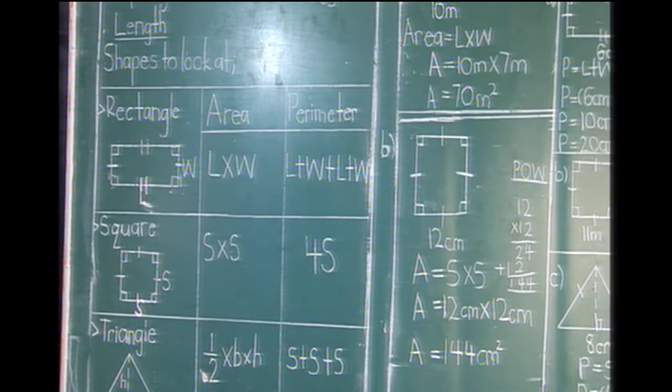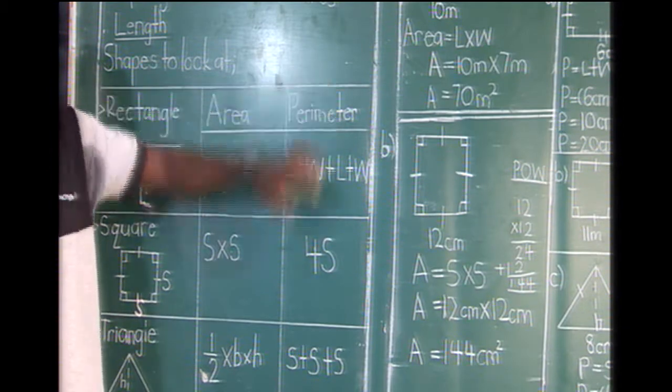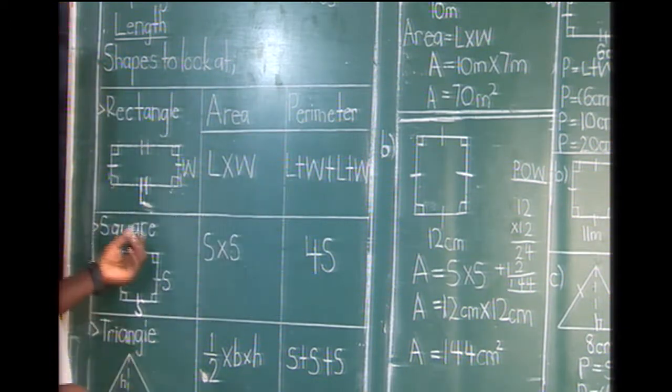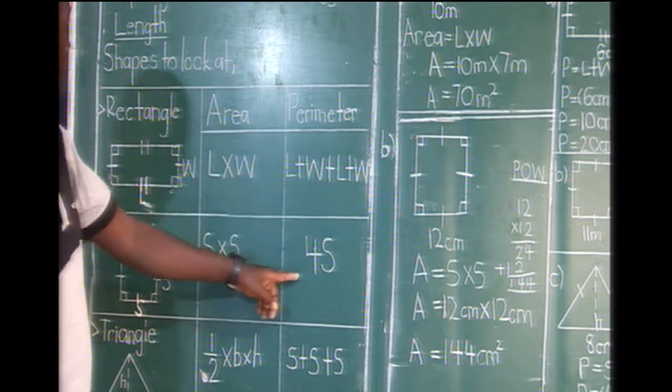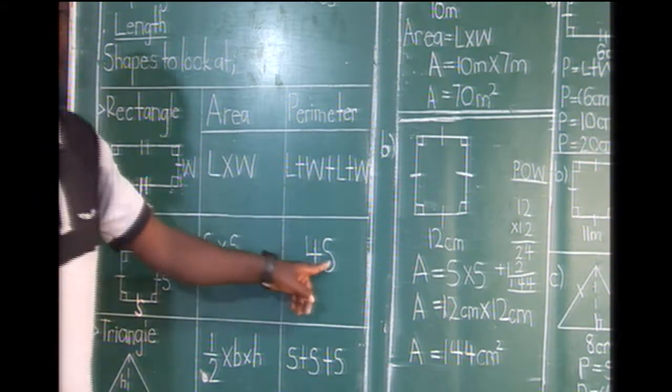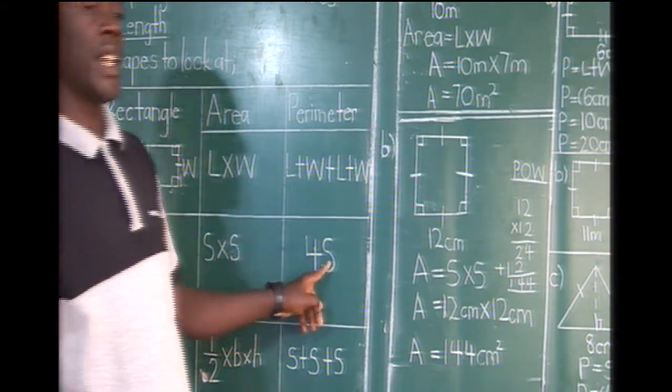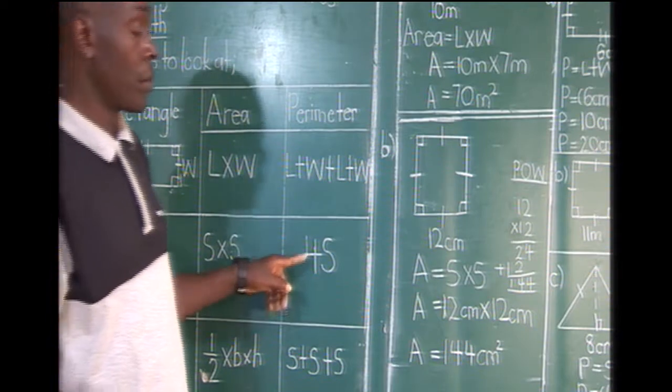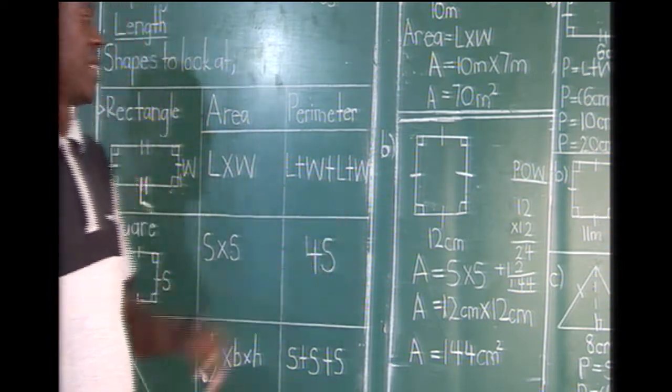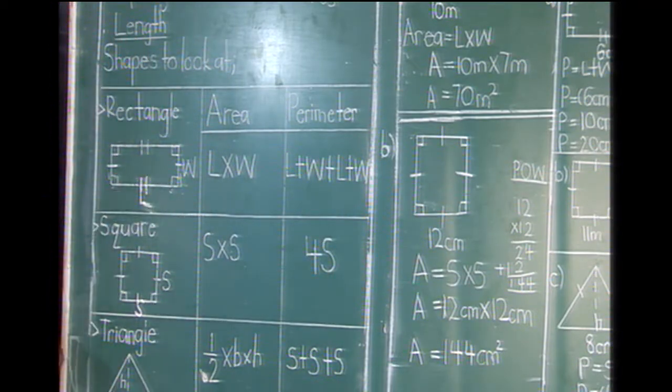And now, when one asks you for perimeter, that's the distance around this square. Now that has all four sides equal, so perimeter of a square is equal to 4s, where s stands for the side. So perimeter of a square is equal to 4 sides. So that is how we find the area and perimeter of this shape.